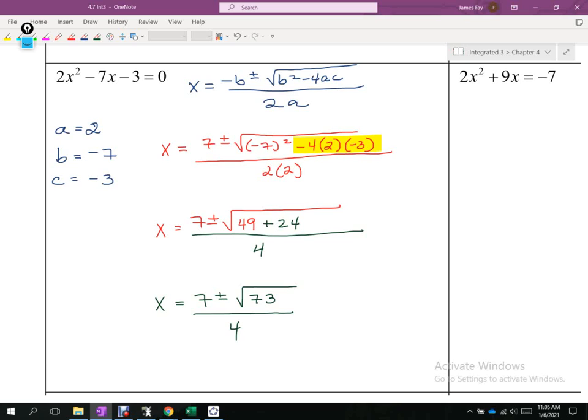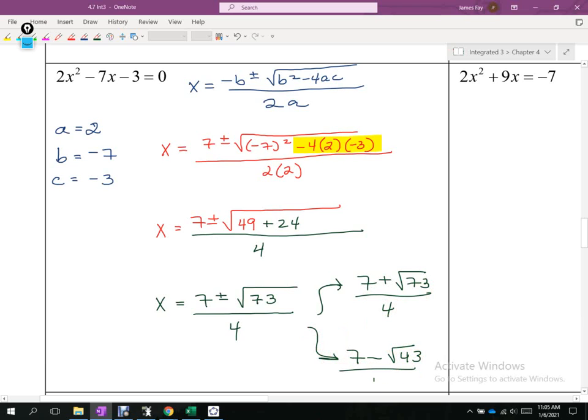Okay. Now, here's where it gets tricky sometimes. Those are our 2 answers. Okay, 2 answers. So we said yesterday we can rewrite this as 7 plus radical 73 over 4. And down here we can write it as 7 minus radical 73 over 4. Okay, those are our 2 answers for x. Yesterday we didn't have numbers that were that ugly, right? It's a 73, not a 43.